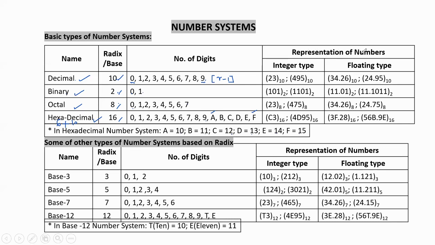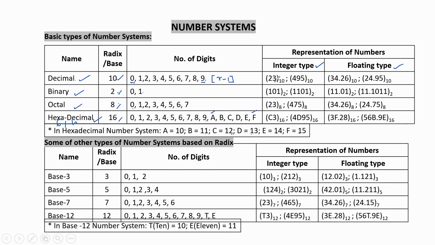Now coming to the representation of numbers. There are two types of representations of any kind of number system. The first category is integer type. The second category is floating type. Integer type means there is no decimal point. We should only write integer numbers.